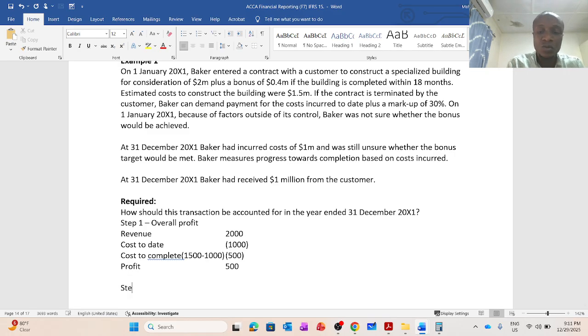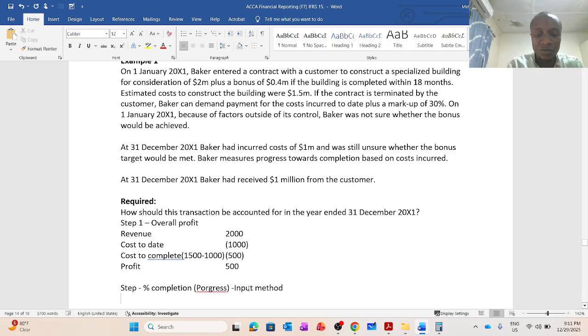So step 2, we are going to calculate the progress, the percentage completion, which is the progress. And we can either use the input or output method depending on the question. And this question clearly states that we need to use the cost incurred to date. So which means we are going to use the input method.